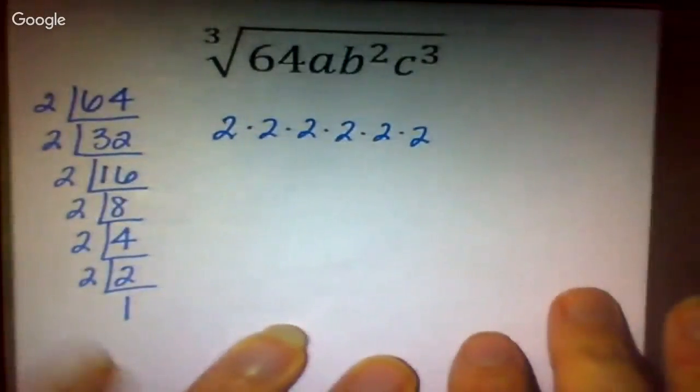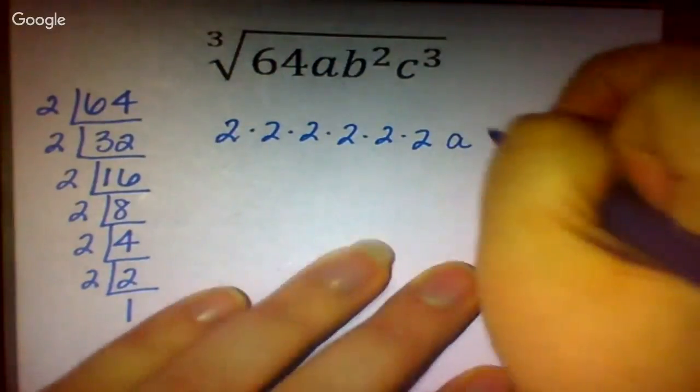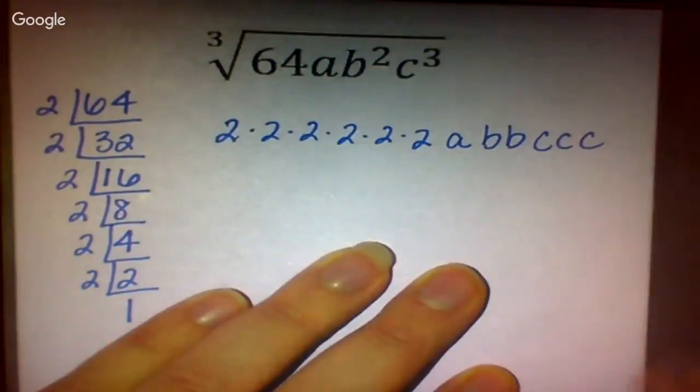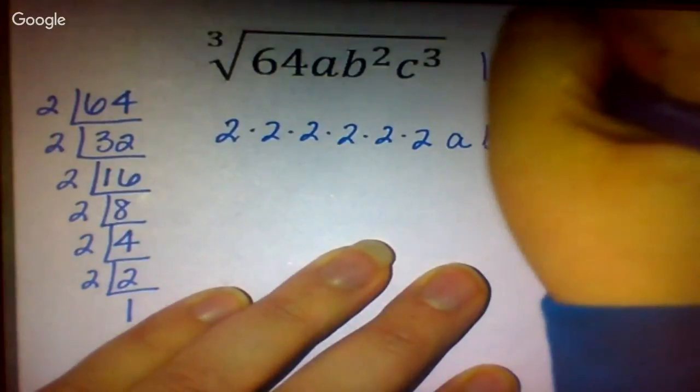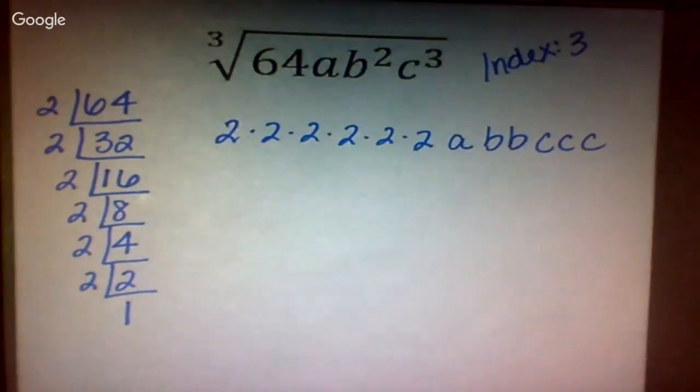How many A's do I have? 1. How many B's? 2. How many C's? 3. Gotta circle everything in 3s because my index is a 6. Okay, I need to circle in 3s now. How many 2s can I circle? 2 sets of 3.